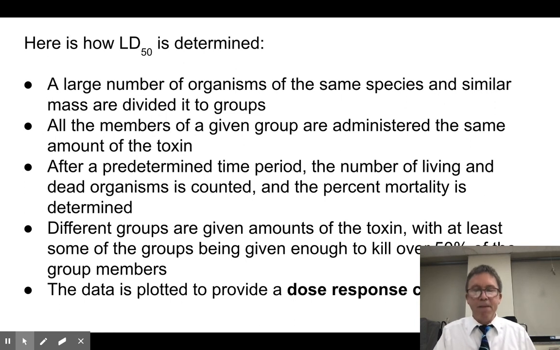So now we're going to expose each group of, let's just say, 20 rats to varying levels of toxins. We're going to take one group and that will be our control group. We're not going to expose them to anything, just saline solution.